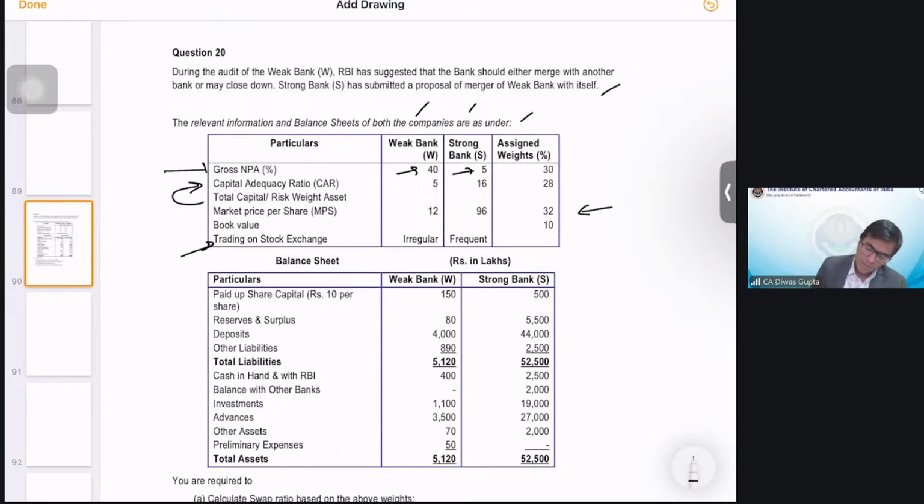Book value, with trading on the stock exchange irregular and frequent, is given as 10%. They have not given us the respective values, but they are saying 10%. So 28 plus 32 is 60, and 40, total 100. The total assigned weights is 100, for which we have to compute the swap ratio, because these are the assigned weights that they have given.